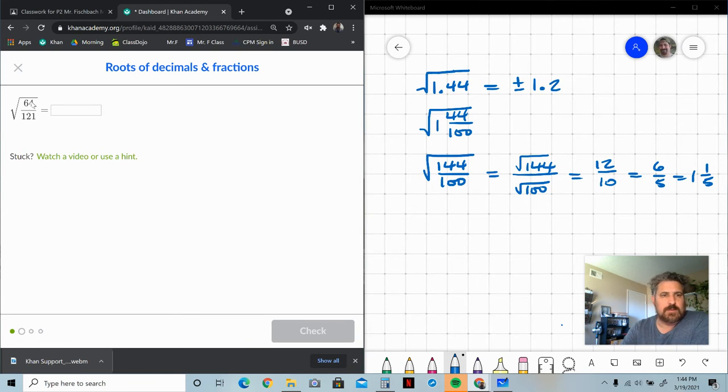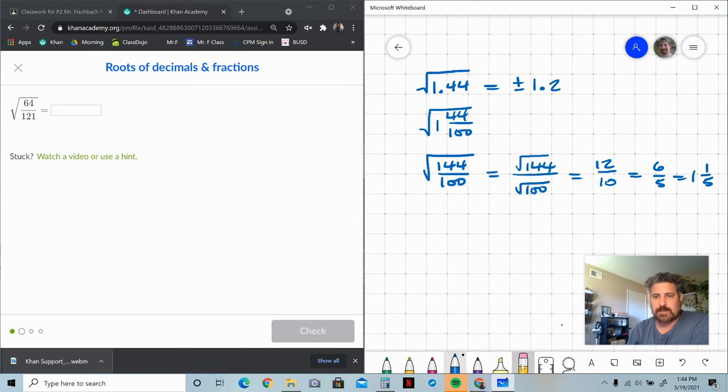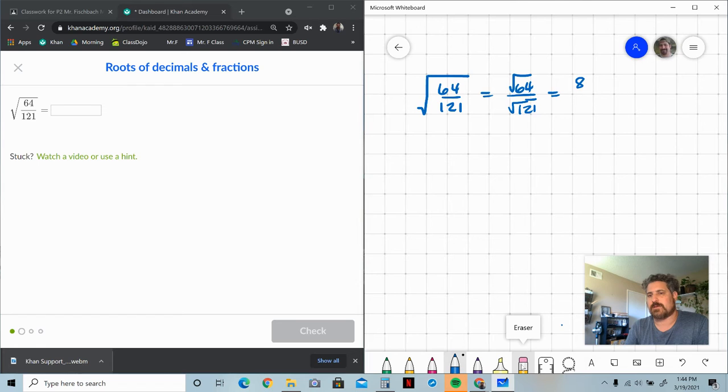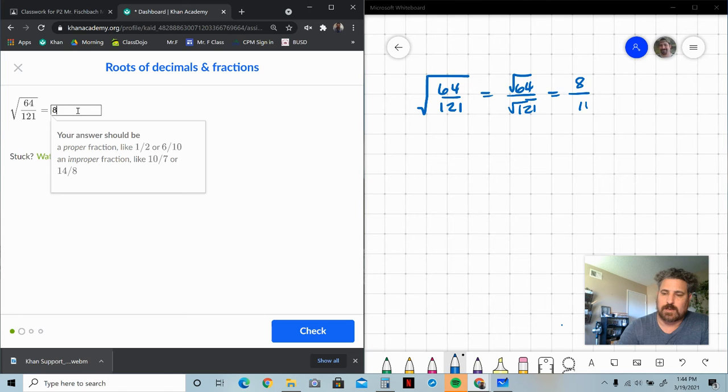This one has it already as a fraction, so that's great. That makes it easy. So when you're looking at it like this, you get the square root of 64 over 121. That's the same as the square root of 64 over the square root of 121. The square root of 64 is 8. The square root of 121 is 11. So that's just 8 elevenths. So that's what I write, 8 elevenths, and that's your answer.